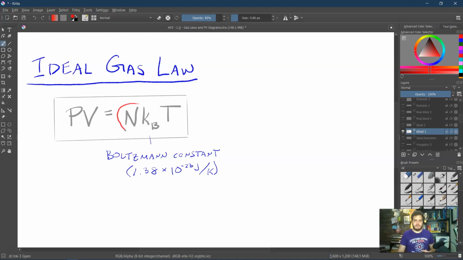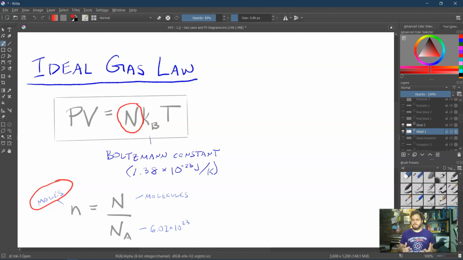Okay, but this is the key here. This was in molecules. And if you remember from your chemistry class, you learned about little n, not big N, which was the number of moles. Well, what is a mole? A mole is just a humongous number of molecules, specifically 6.02 times 10 to the 23 molecules, which is Avogadro's number, which we're abbreviating here with a capital N and then an A subscript.